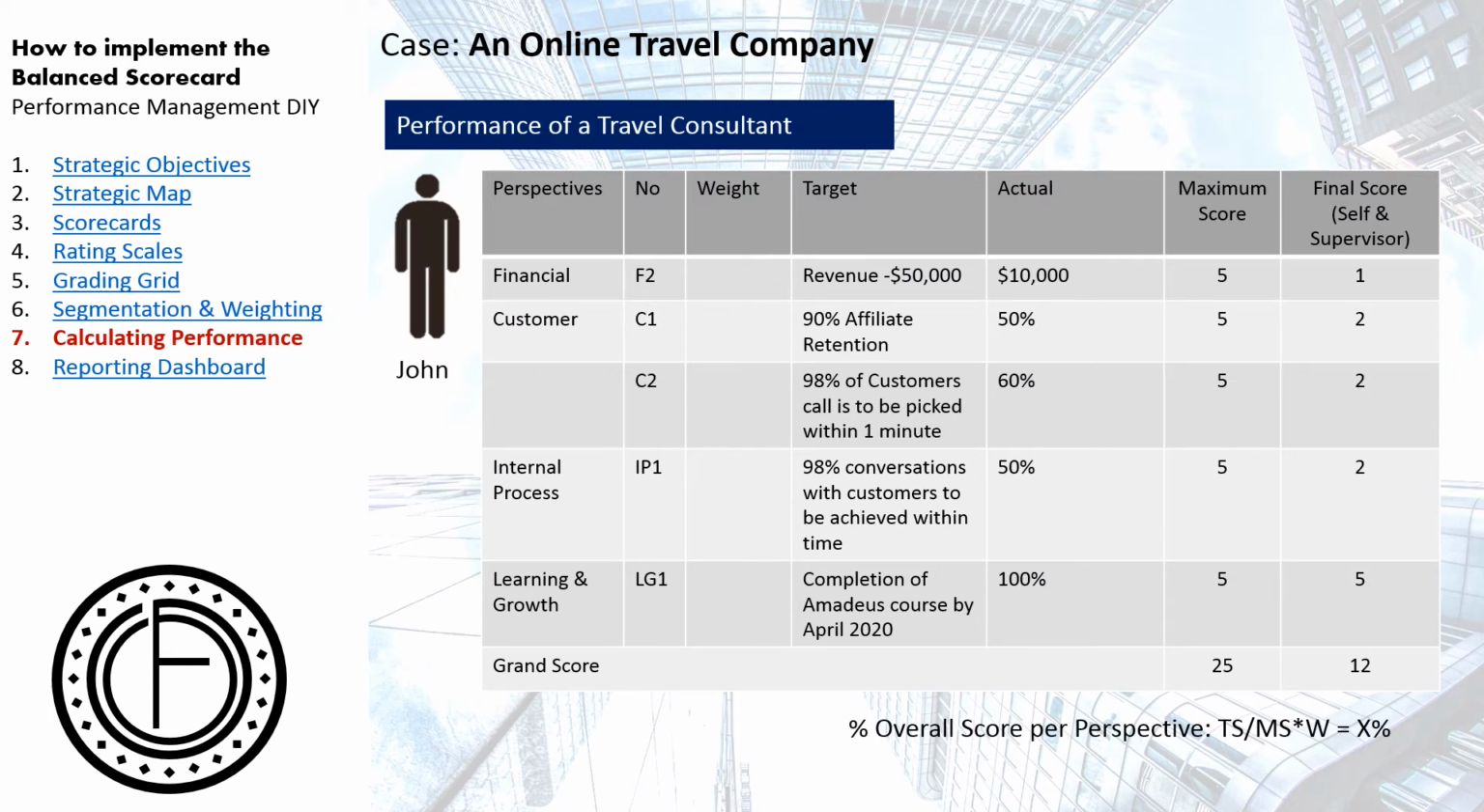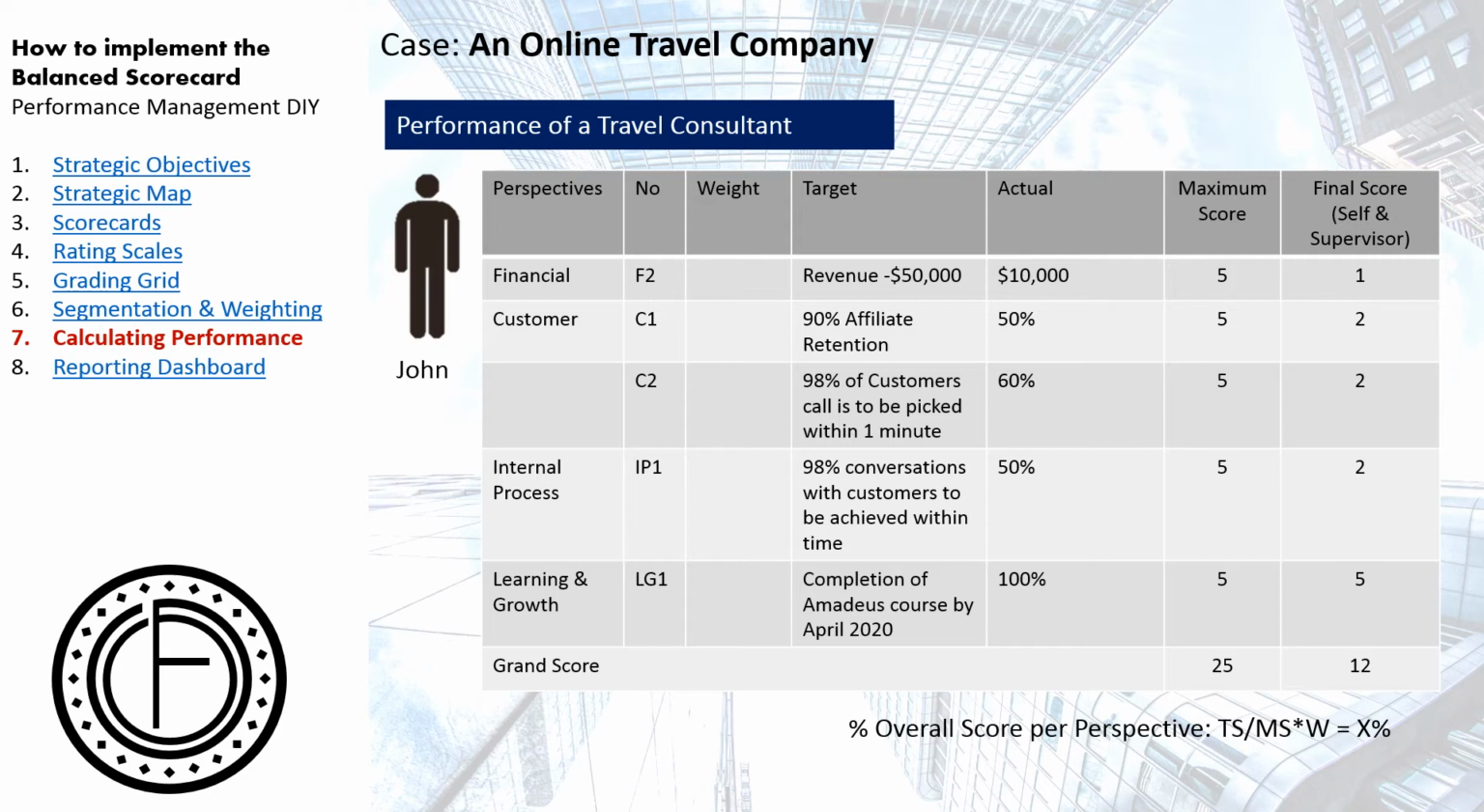Okay, let's assume that we are done with everything that has to do with fine-tuning the Balanced Scorecard. We have our approved performance management framework. This is an example of a travel consultant within our online travel company who goes by the name John. This is the scorecard for John. If you look at this scorecard, you will discover that what was cascaded into John's scorecard, which is a tier 3 scorecard, was F2, and under customer was C1 and C2. Then under internal process, IP1, then under learning and growth, LG1.